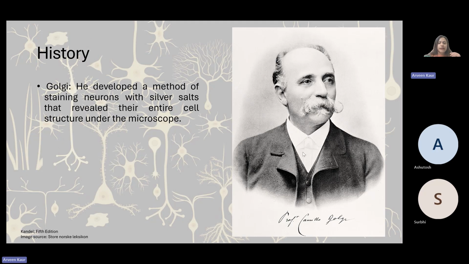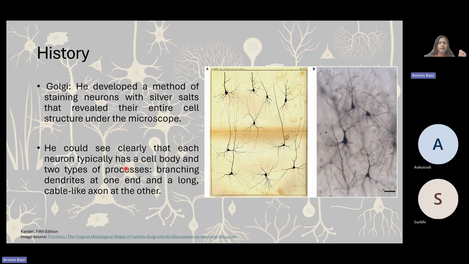So Camillo Golgi, this gentleman, developed a method of staining with silver salts that revealed their entire cell structure under the microscope. Right? So he could see clearly that each neuron typically has a cell body like this and two types of processes, the branching dendrites at one end like this and a long cable-like axon at the other, right? So they had two kinds of processes. One was a long process and one was shorter processes. The shorter were more branched, long was less branched, right? So the more branched, shorter ones were dendrites. The less branched, longer one was axon.